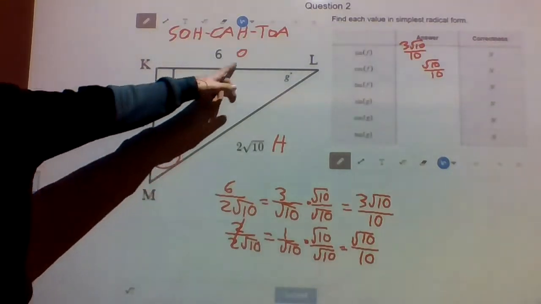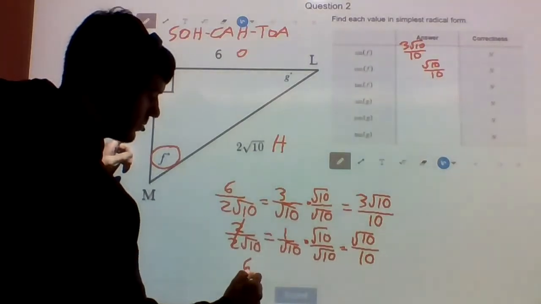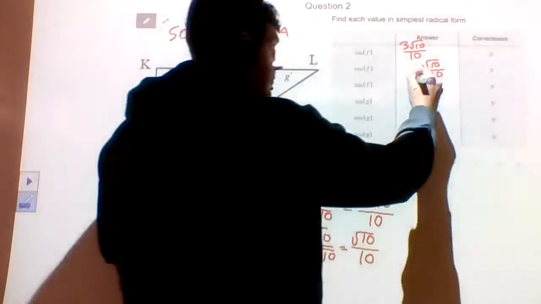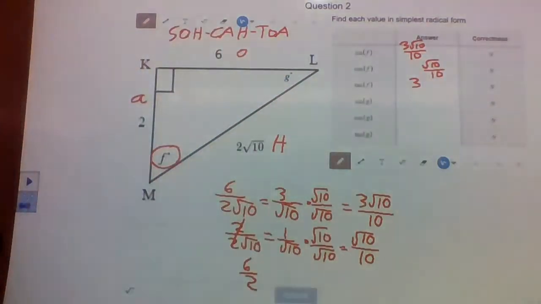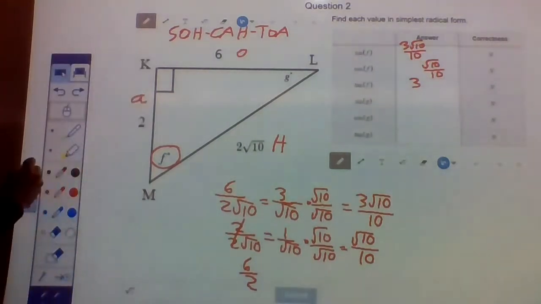Tangent is opposite over adjacent. So 6 over 2 is going to be 3. 3 over 1, which is just 3. Okay.